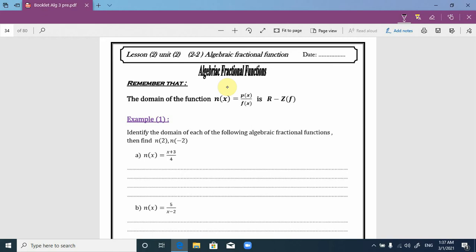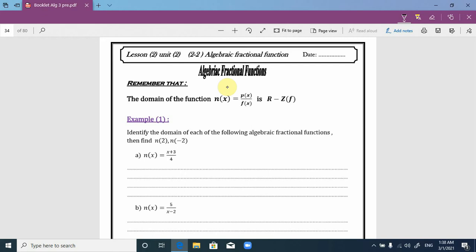The domain of the function n of x, which is b of x over f of x, is R minus the set of zeros. So the domain of a fraction function is R minus the set of zeros of the denominator.